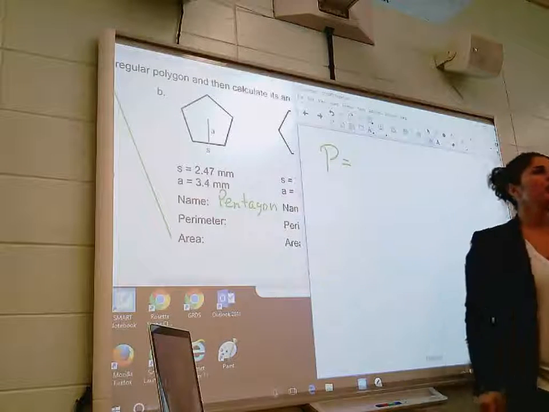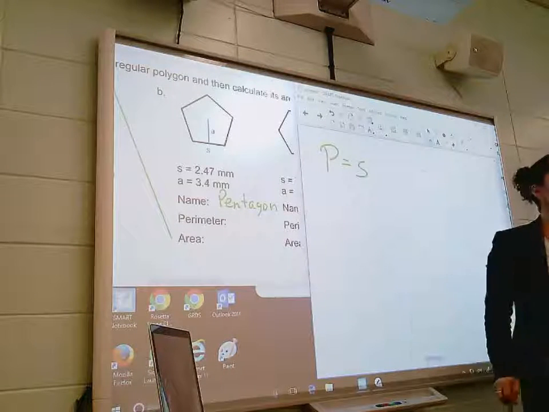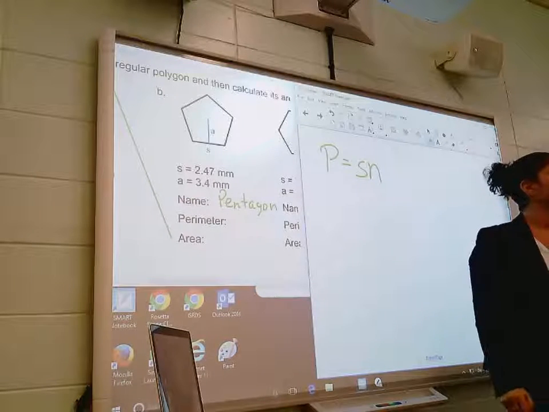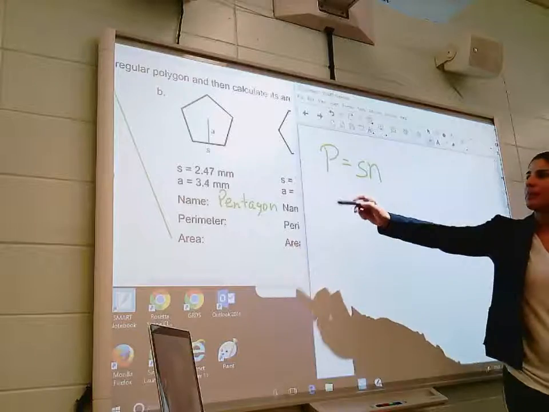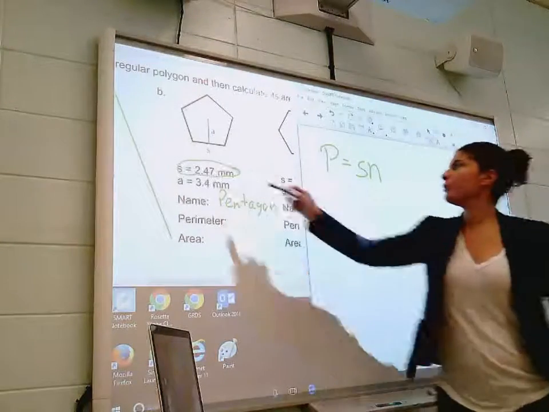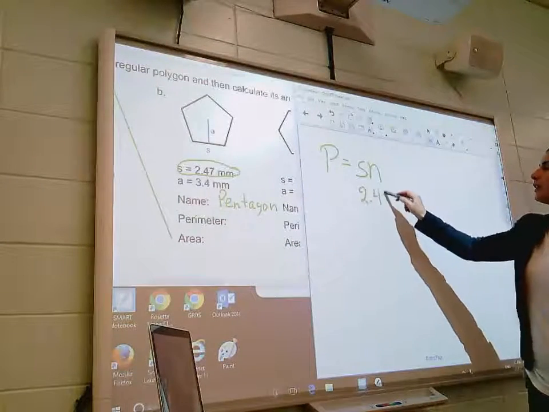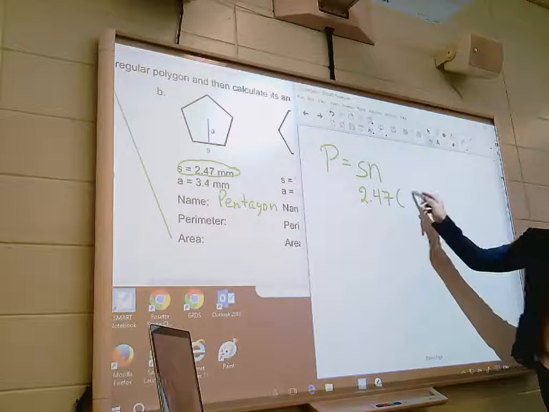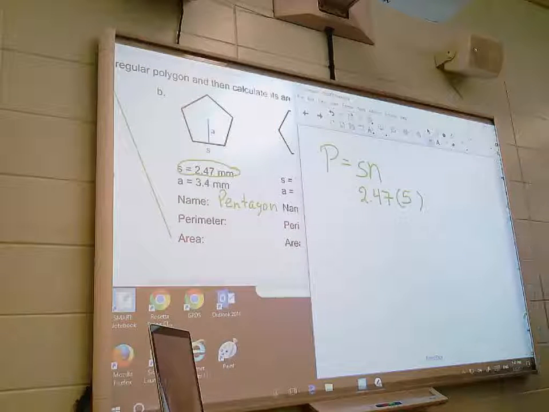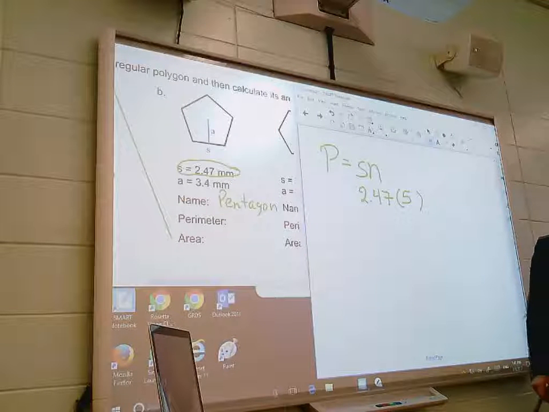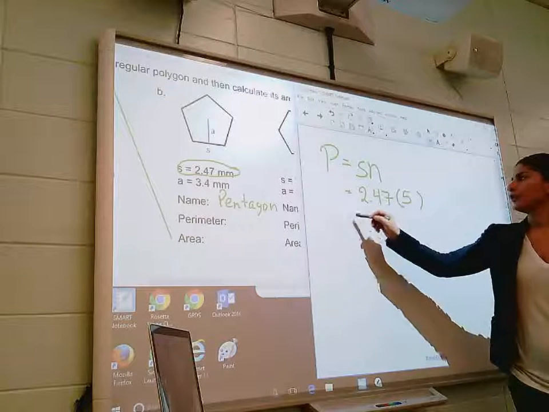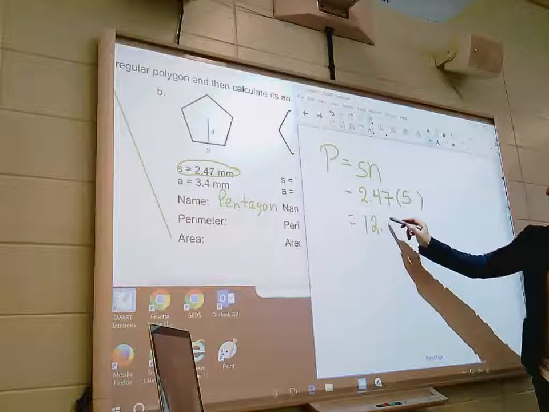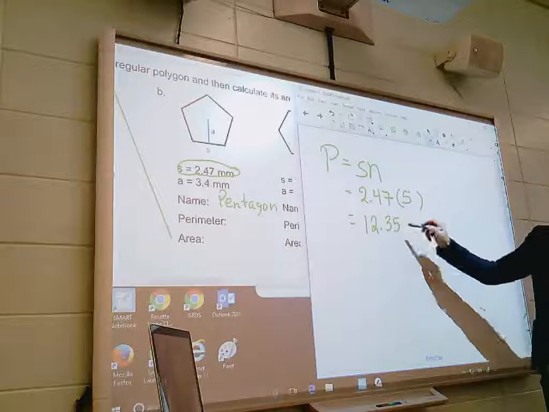How do we find perimeter? We do the side length times the number of sides. The side length happens to be 2.47. The number of sides happens to be 5, because it's a pentagon. Pentagon has 5 sides. And this will give you your perimeter, 35 millimeters.